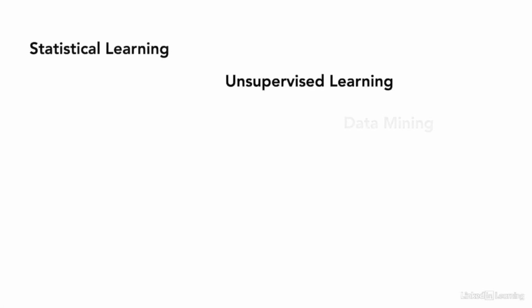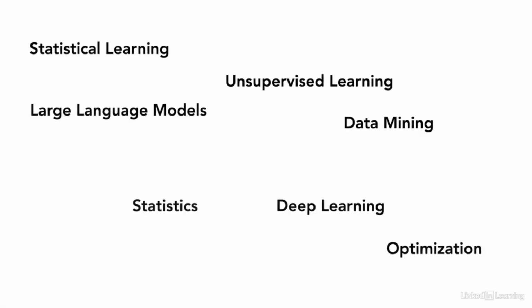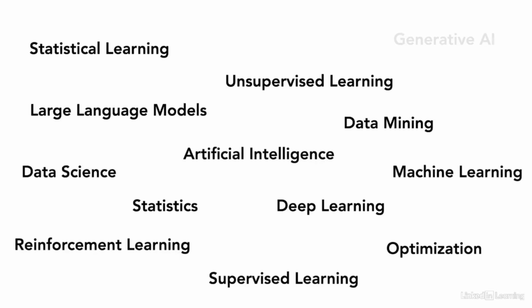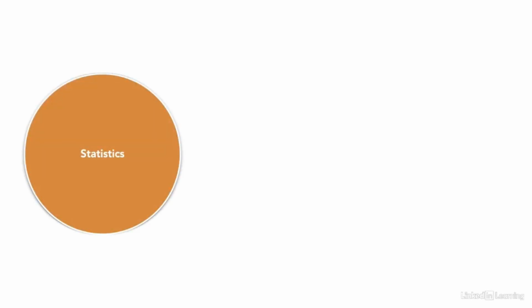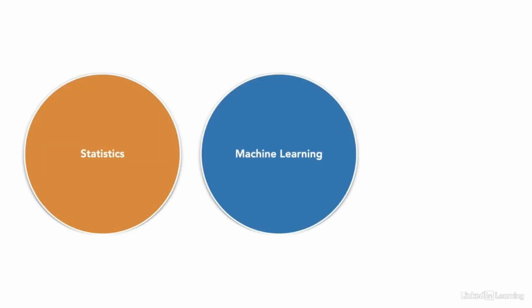The field of machine learning and artificial intelligence is rife with specialized terms like unsupervised learning, statistical learning, data mining, optimization, large language models, deep learning, statistics, supervised learning, reinforcement learning, data science, and generative AI, just to name a few. What do these terms really mean? Are they the same thing? If not, how do they relate to each other? Let's start by exploring the relationship between statistics and machine learning.